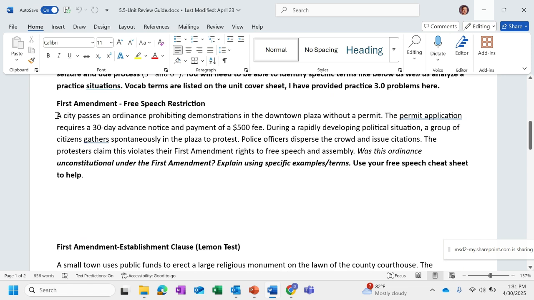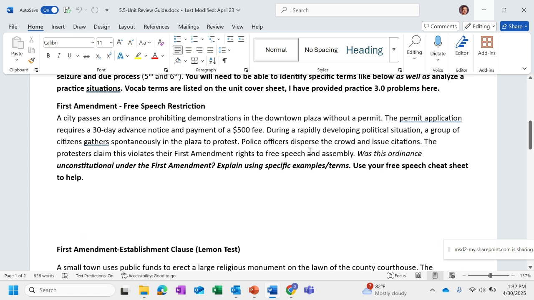This one is a First Amendment free speech restriction. A city passes an ordinance prohibiting demonstrations in the downtown plaza without a permit. The permit application requires a 30-day advance notice and a payment of a $500 fee. During a rapidly developing political situation, a group of citizens gather spontaneously in the plaza to protest. Police officers disperse the crowd and issue citations. The protesters claim this violates their First Amendment rights to free speech and assembly. Was this ordinance unconstitutional under the First Amendment? We want to explain using specific things.